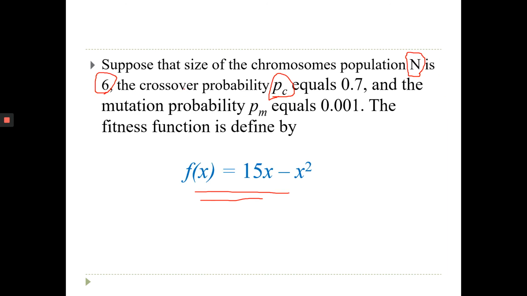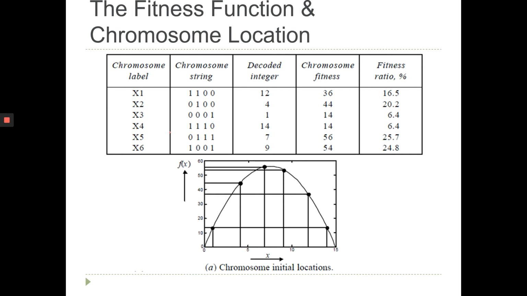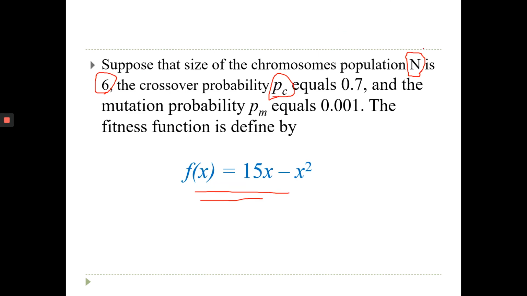Suppose the size of the chromosome population, if we select any size, like 10, then we generate 10. In this example we select 6 solutions, so n is equal to 6, and we initialize n with 6, and the crossover probability here. This one you have to select the value. 0.7 has been selected. You can select any value.